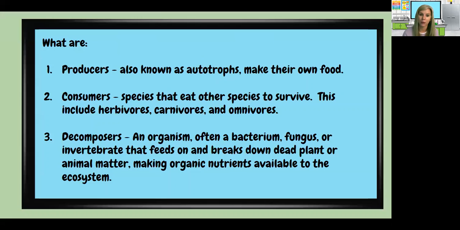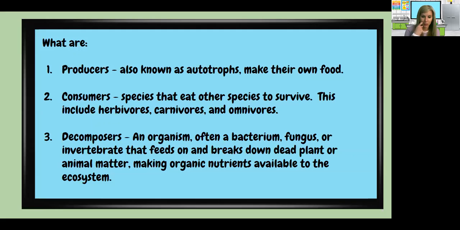Let's talk about the three words that were wrapped into that standard. The three main words: producers, also known as autotrophs because they are self-feeders. Producers make their own food, so they don't have to be fed. They get their energy from the sunlight, and then they go through the process of photosynthesis, and within that process, they make all of the chemical energy needed for that plant life to survive.